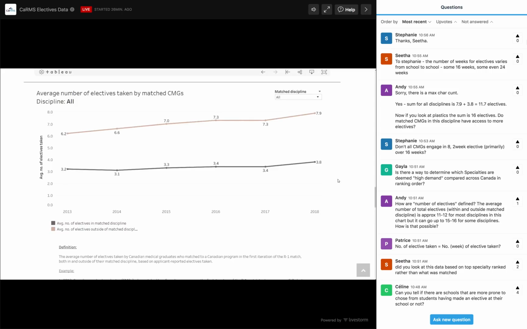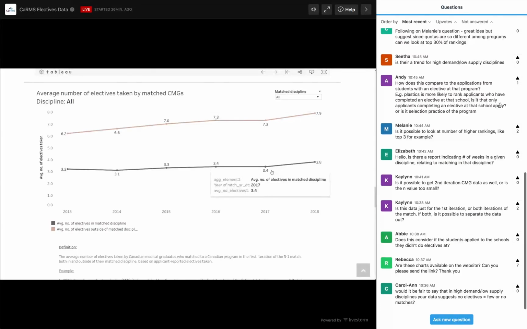Okay, so Sita is actually responding to Stephanie. Stephanie, the number of weeks for electives varies from school to school. Some 16 weeks, some even 24 weeks. So thanks for that, Sita. That's very helpful. And thanks, Stephanie. Being a novice to some of this, I see people are actually talking to each other, which is awesome. Terrific.